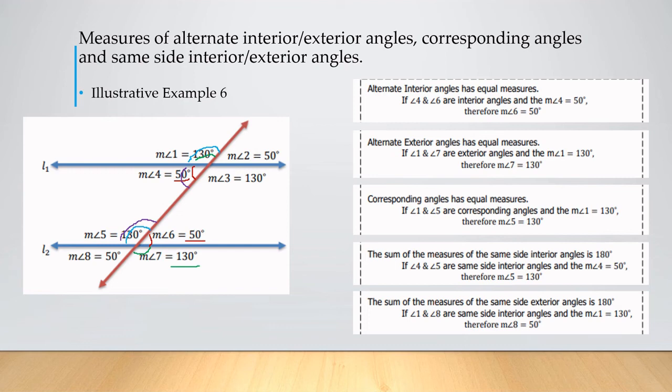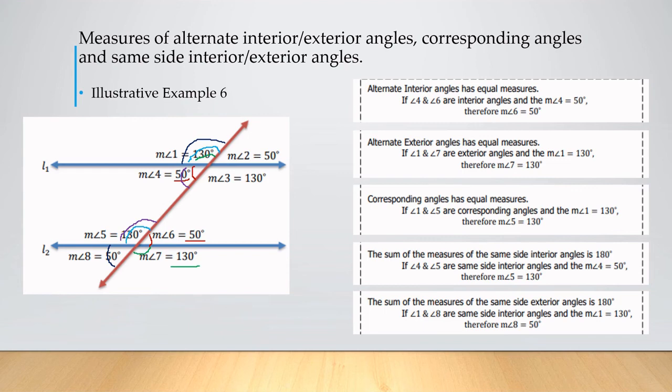Okay. Next, we have angle 1 and angle 8. So they are same side exterior angles. So if angle 1 measures 130 degrees, therefore the measure of angle 8 is 50 degrees, since the sum of the measure of the same side exterior angles is 180 degrees.